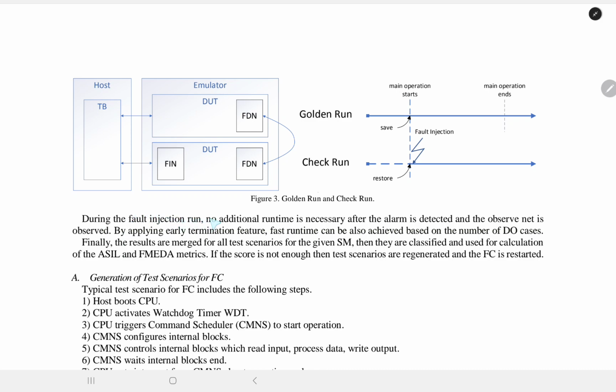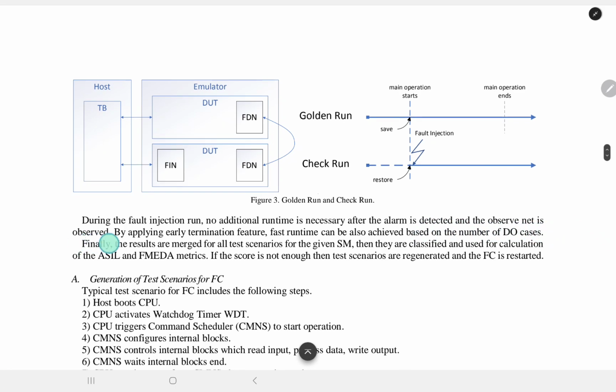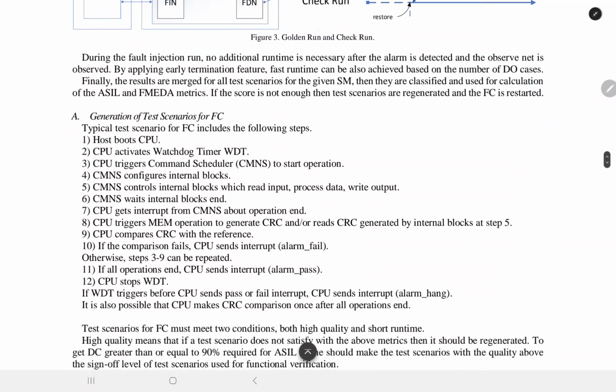During the fault injection run, no additional runtime is necessary after the alarm is detected and the observed net is observed. By applying the early termination feature, fast time can also be achieved based on the number of DO cases. Finally, the results emerged for the test scenario for the given SM, and they are classified and used for calculation of the ASIL and FMEDA metric. If the score is not enough, then the test scenario is regenerated and the fault campaign is restarted.